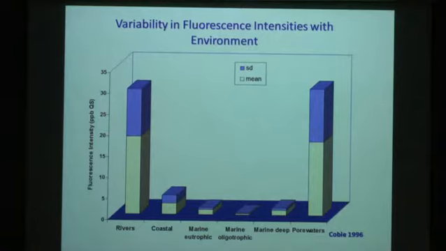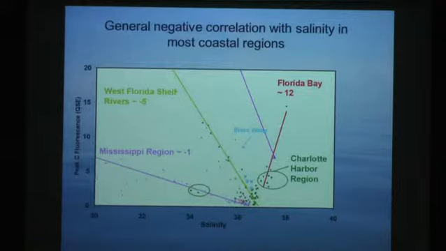In terms of the fluorescence intensity in different environments, these are just relative. Rivers, coastal marine, oligotrophic marine, deep waters actually are higher, and pore waters can be really high. So just as an indicator, you can see that this transition here would give you a nice mixing line, and in fact, that's what happens.